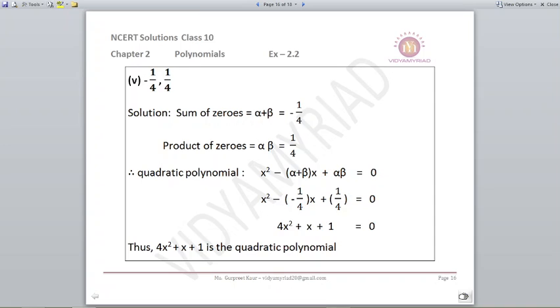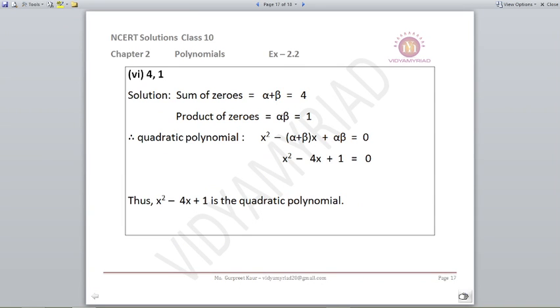Minus 1 by 4 and 1 by 4. So please be careful, there is a minus sign over here. When we put it into the equation of x square minus alpha plus beta whole of x plus alpha beta equal to 0, you need to take care of your minus sign. So your equation will be x square minus is already there, and there is one more minus 1 by 4x plus 1 upon 4 equal to 0, and minus minus we know is plus. We will take the LCM of 4 and we get the equation as 4x square plus x plus 1, which is your quadratic polynomial.